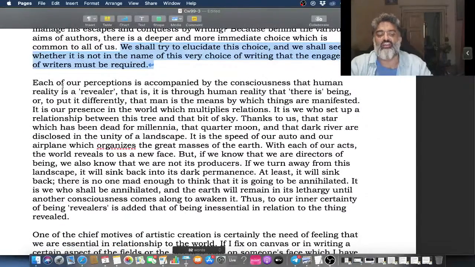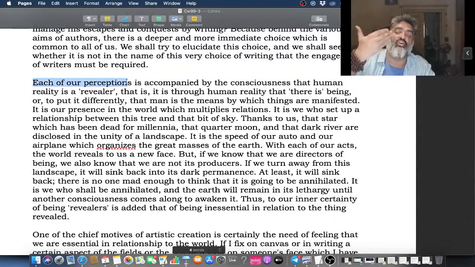So now I start reading. Maybe we were a little slow in the beginning. Each of our perceptions. Okay, so I did see perception and creation there. I am starting with perception here, so maybe the order is going to be perception and then creation.